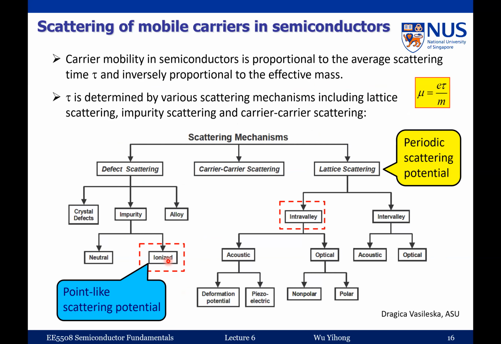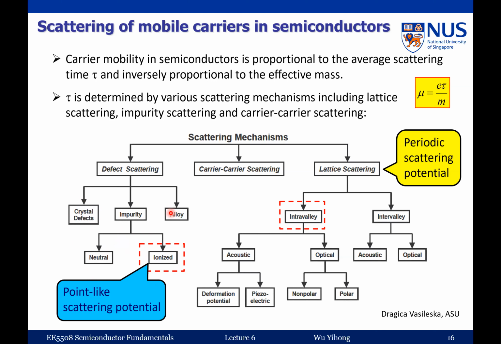When you have ionized donors or ionized acceptors, this is the so-called point-like scattering potential, and this will affect your conductivity very much. Neutral donors and acceptors, of course, will also give scattering, but not as important as this one. And then crystal defects: in most materials, you can make the defect density very, very low, right? So in principle, you can ignore this one.